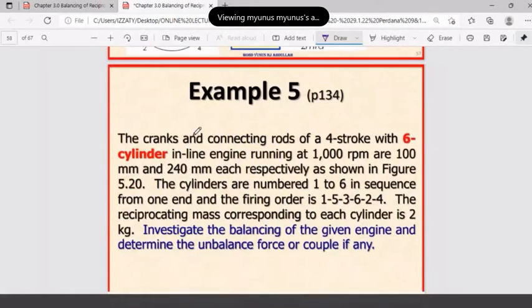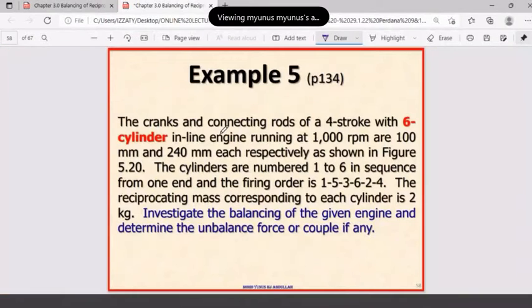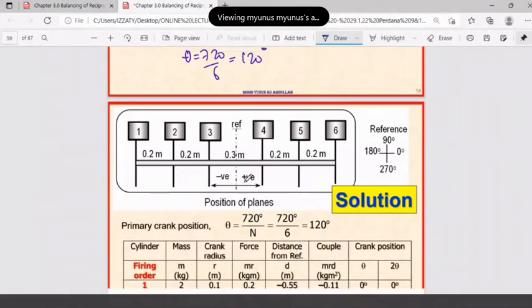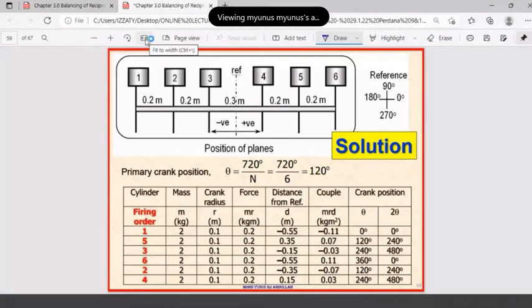Example number 5 is a 6-cylinder engine. Look at this one, class. For the 6-cylinder, they provide you the firing order. And we do exactly the same. You start with theta, 720 divided by 6, you will have 120. So everyone will be located 120 apart. So you will have this one. The location is not the location of the cylinder, yeah, it is basically the location of the crank, when you look at one end.